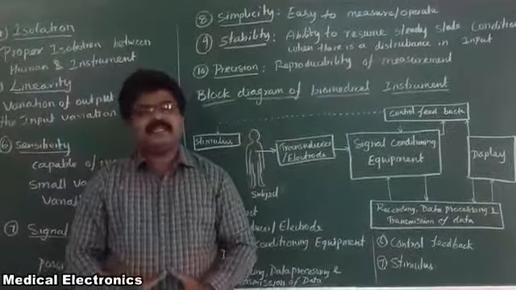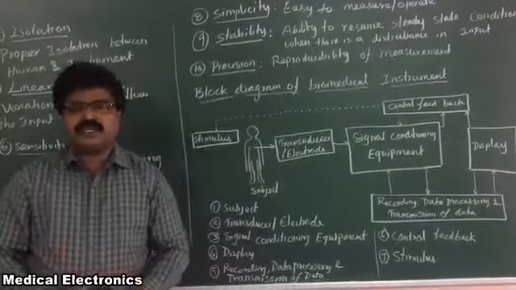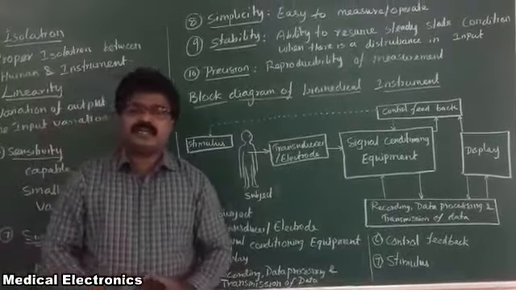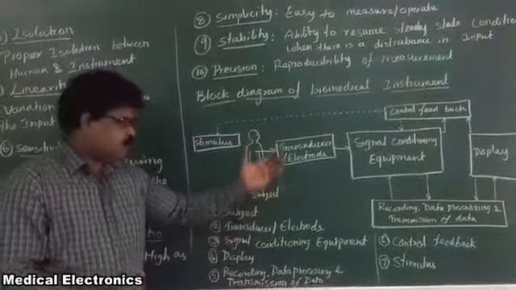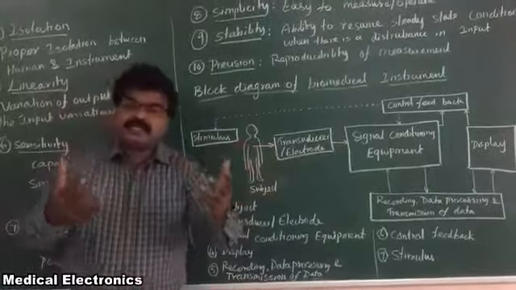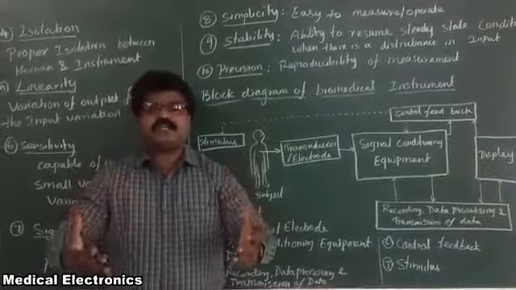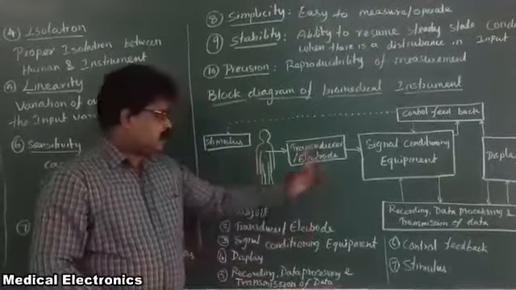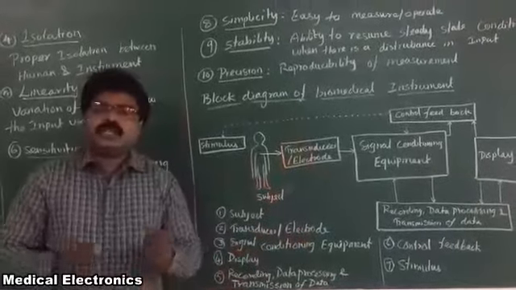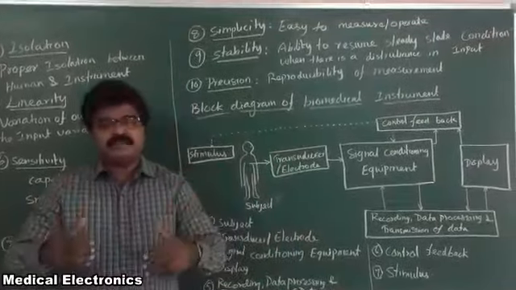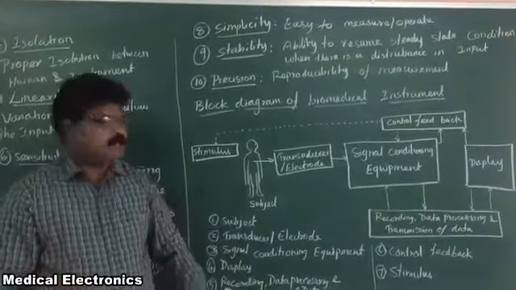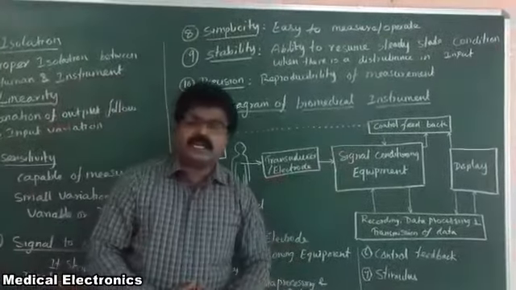So in biomedical we use various transducers. One is thermistor, piezoelectric transducer, inductive type transducer, strain gauges, thermocouple. There are so many transducers we are going to use to measure or pick up the physiological variable. The transducer as well as the electrode is used to detect or pick up the physiological variable of our human body. Then it is given to signal conditioning equipment.